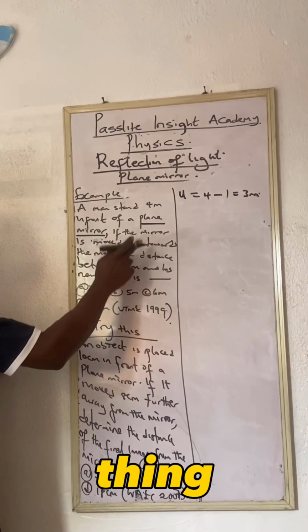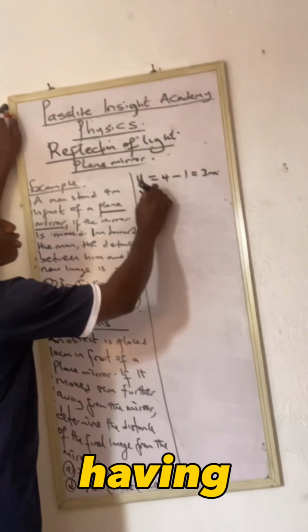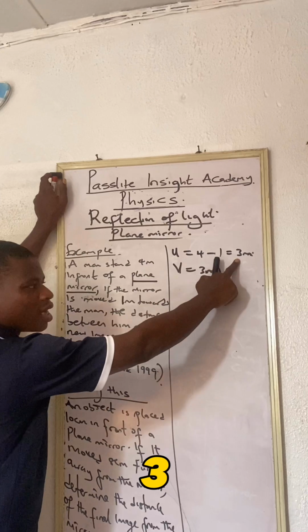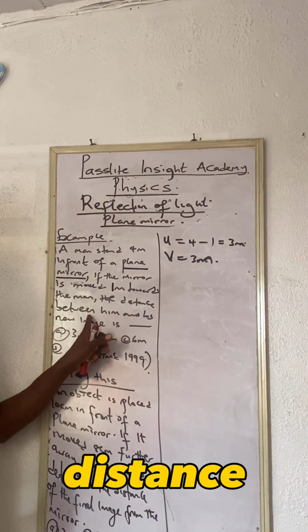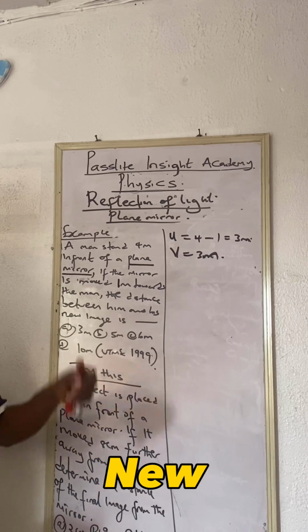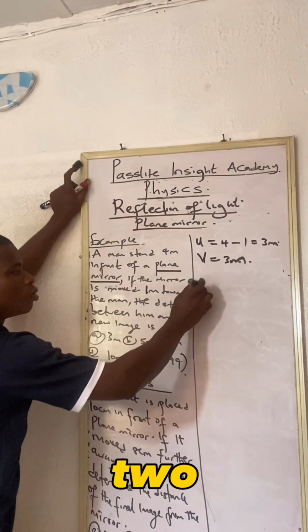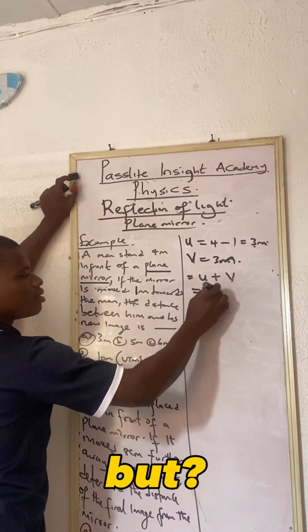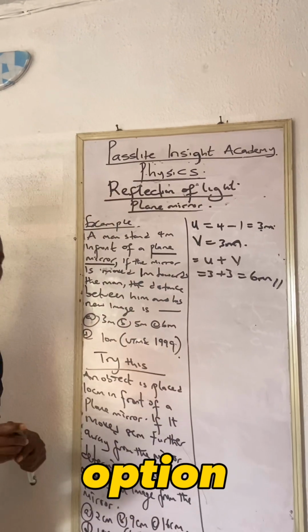So the next thing now, once you get the image, I told you that whatever your object distance is, that is also what you have as your image distance: 3 meters. Your object distance is 3 meters, so your image too is 3 meters. What is the question? The distance between him and his new image now. So then you add these two together, meaning the distance between him and the image is u plus v. What is u on the board? 3 plus this 3, making 6 meters. Final answer.